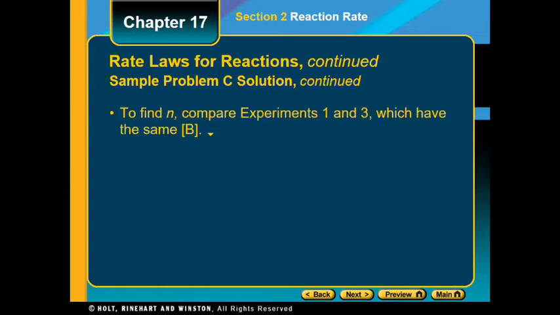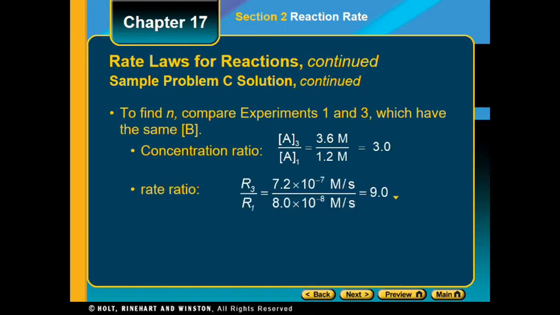To find N, we'll look at experiments 1 and 3 because B's concentration stays the same. So again, A3 over A1, our concentration ratio is 3. The rate ratio, again, we're doing experiment 3 over 1, and you can see that that rate jumps by 9. So it's not 9 divided by 3, it's going to be 3 squared is equal to 9. So we are raising it to the power, so N equals 2. The reaction is second order in A.